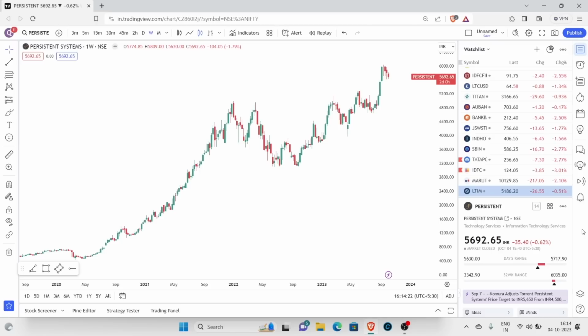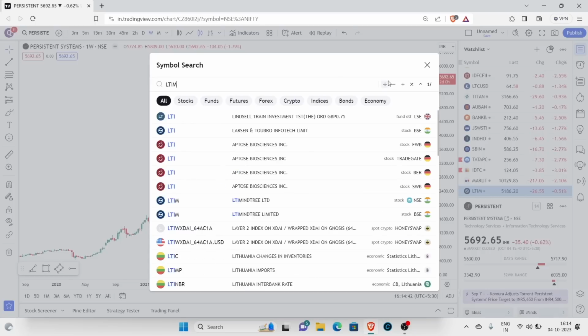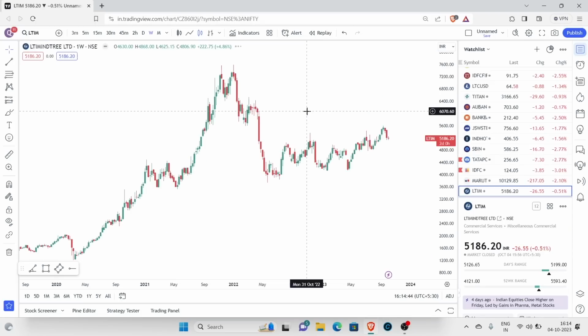So now if I were to ask you, which is relatively stronger? Is it Persistent Systems or L&T Mindtree? So the simple answer is Persistent Systems, because you can take a look at this particular chart. So right now the stock has not just recovered from its peak in 2021, but it has also made a new all-time high and it is trying to go higher. Whereas L&T Mindtree is still struggling to get back to its all-time high of 7,500 in 2021. It is almost 30 to 40% away.